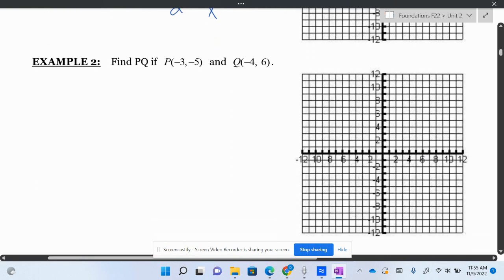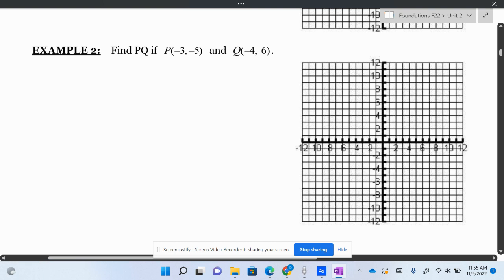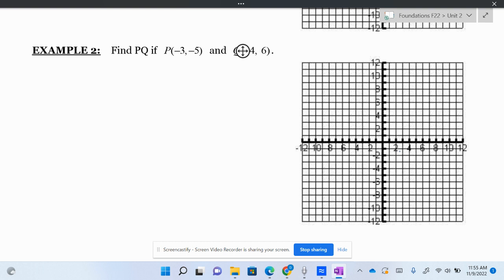Okay. So example 2, let's go ahead and I'm going to graph them first. So I'm going to graph point P at negative 3, negative 5. There's P. And Q is at negative 4, 6. So I'm trying to find, I'm going to mess this up probably, I'm trying to find this distance. I know that's a horrible line. That's what I'm trying to find, how long that line is. Okay.